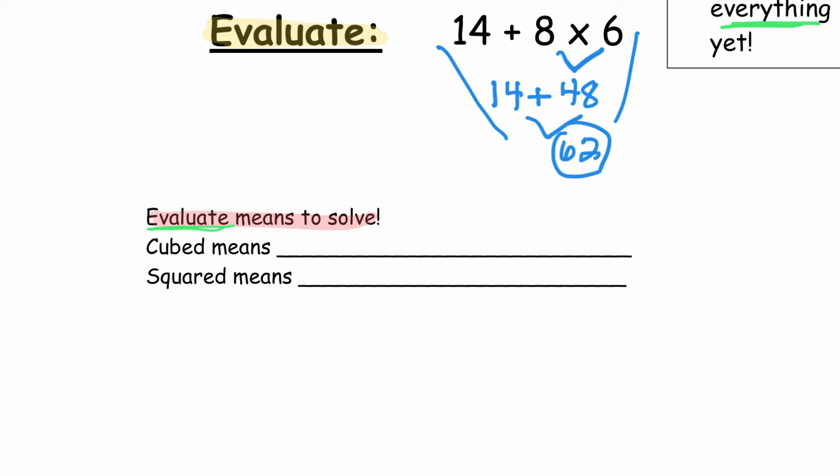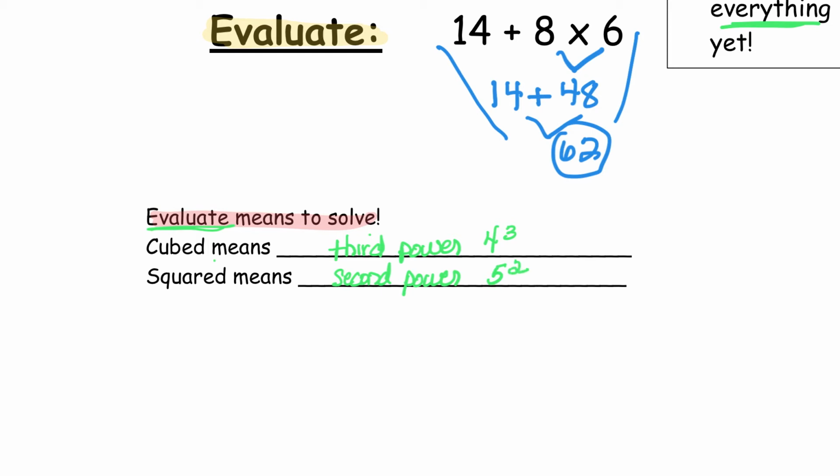And also, we talked about this in the last lesson. Here's a little review. Cubed means what? To the third power. For example, if I have 4 to the third power, I would say 4 cubed. And squared means what? To the second power. An example of that would be, let's say, 5 to the second power, also known as 5 squared.